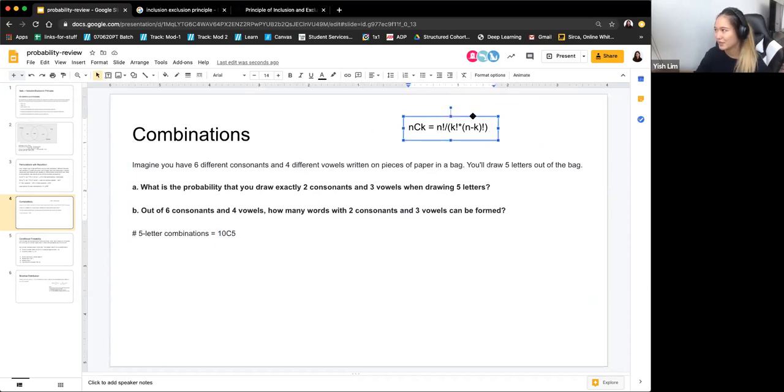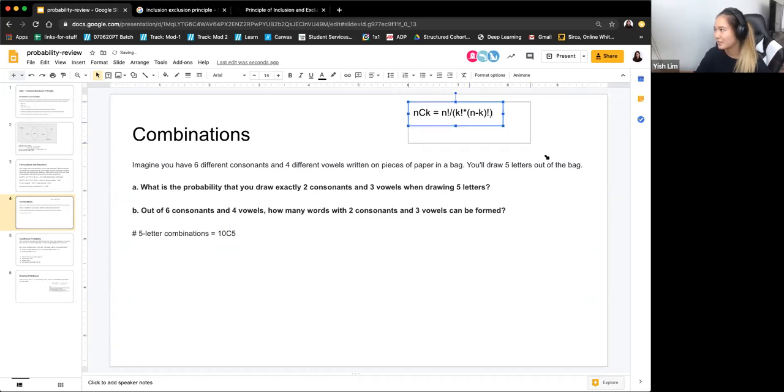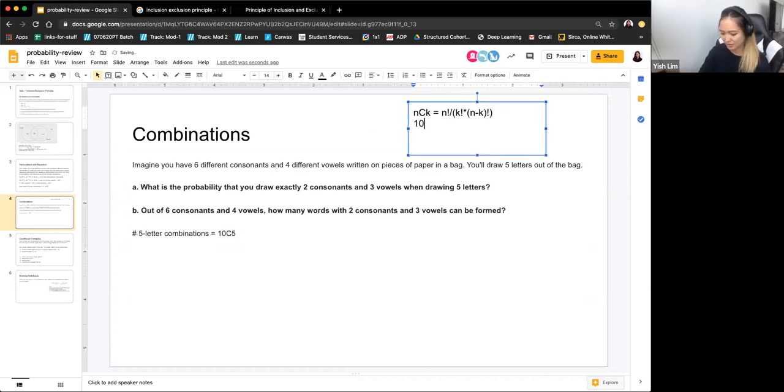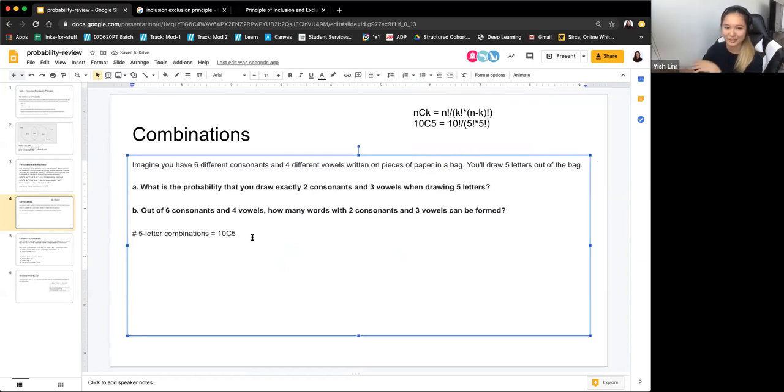It means that you're going to put in 5 and 10. Actually, let me just throw that example in there as well. So 10C5 is the same as 10 factorial divided by 5 factorial times 5 factorial. So that's what this number is, and I won't evaluate it here because that's just a big number. All right, so total number of 5-letter combinations is 10 choose 5, and that's drawing 5 letters. So that would be our denominator.